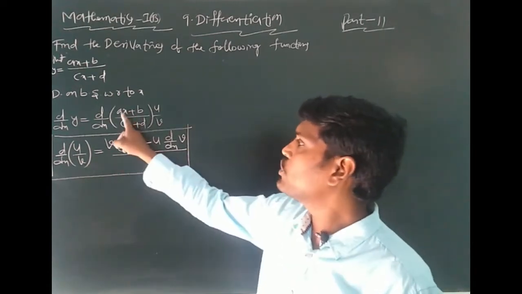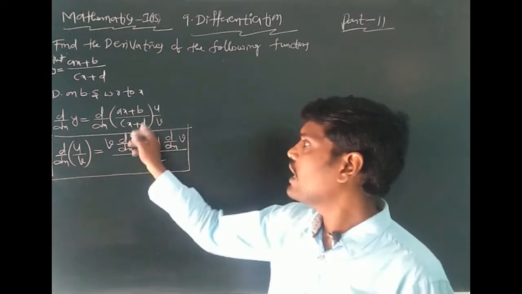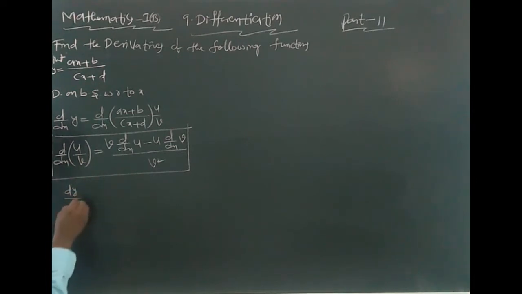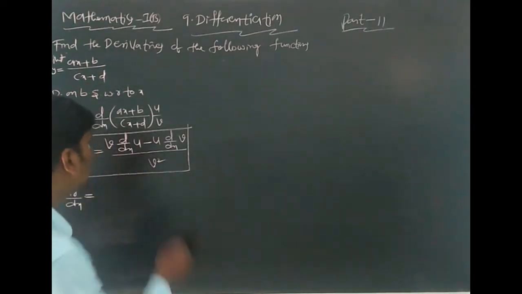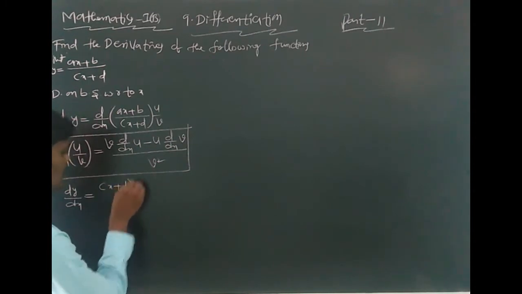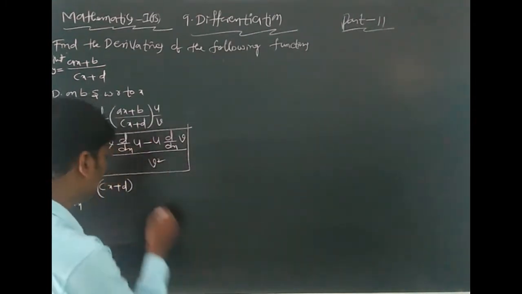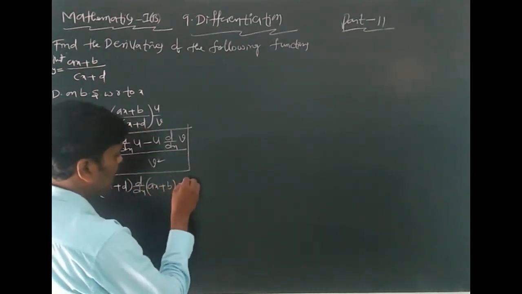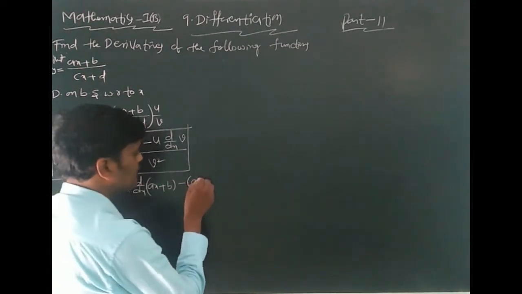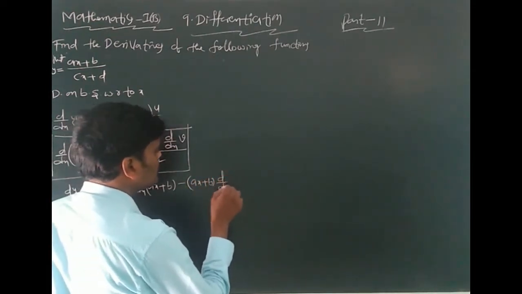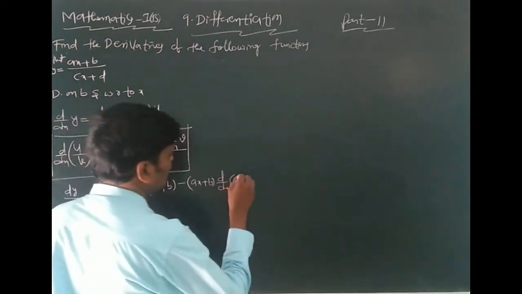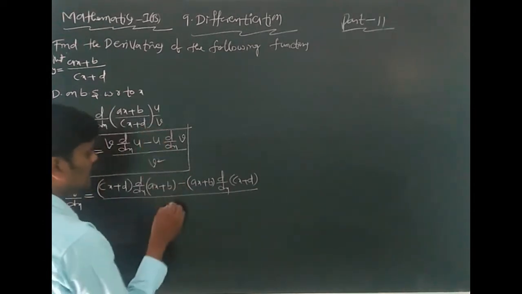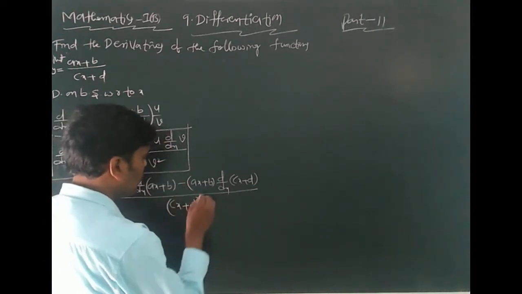In this formula, the u value is ax + b and the v value is cx + d. You can write dy by dx is equal to v. What is the value of v? The v value is cx + d, into the derivative of u. The u value is ax + b, minus u value ax + b into the derivative of the v value. The v value here is cx + d, whole by v square, nothing but (cx + d) whole square.